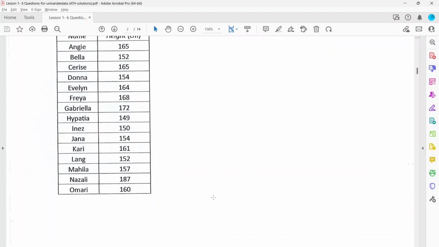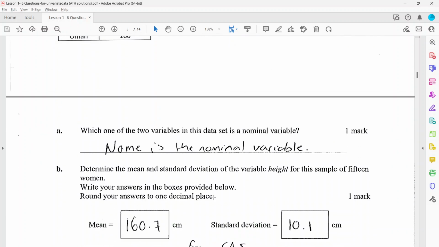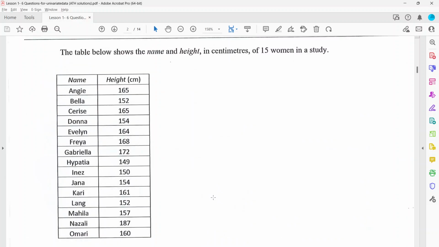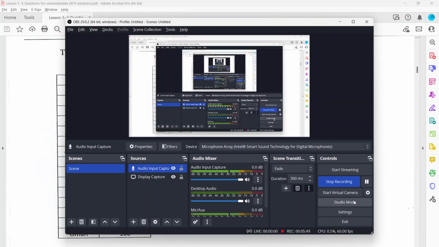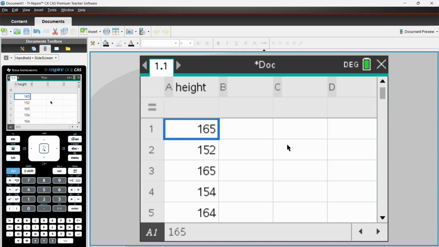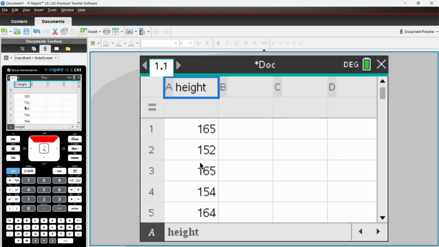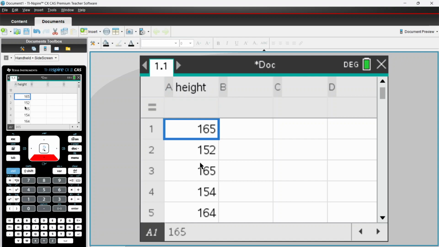Now this one here, I want you guys to get practice using the CAS calculator. So the first thing we're going to do, I'm going to press pause, but I'm going to enter all this information in the CAS calculator. Okay, so essentially you want to get your CAS calculator open, go into list and spreadsheets and type in all the numbers, making sure you're giving the heading of height. Okay, you want to press Control I.